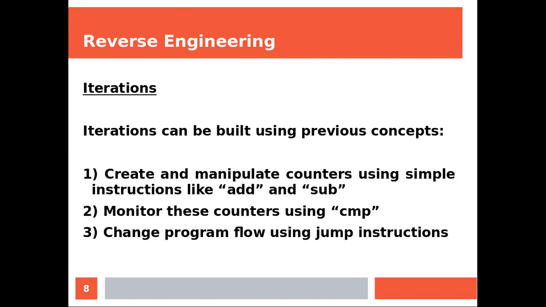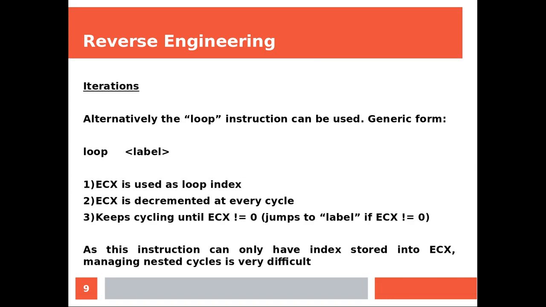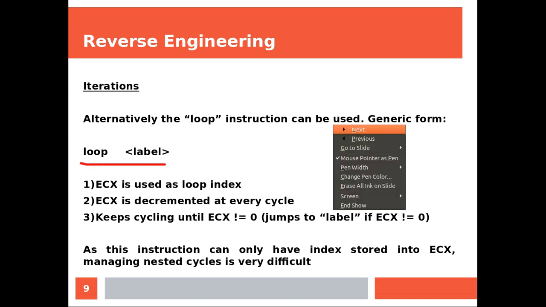Iterations. Iterations can be built using previous concepts. So, create and manipulate counters using simple instructions, such as add or sub. Monitor these counters using CMP and change the program flow using jump instructions. Alternatively, you can use the loop instruction. This is the generic form. There are so many of them. You can check the documentation.